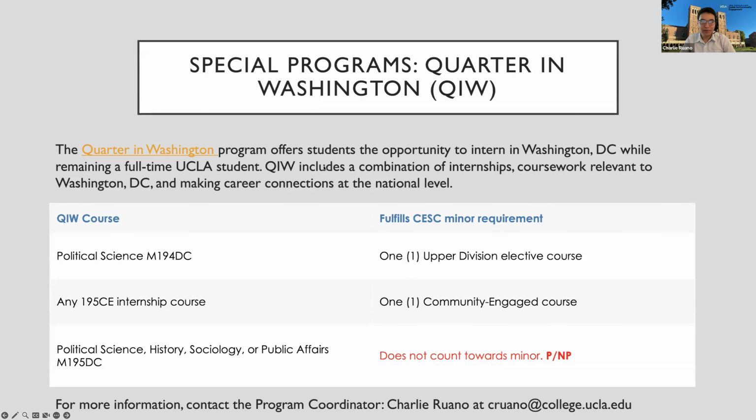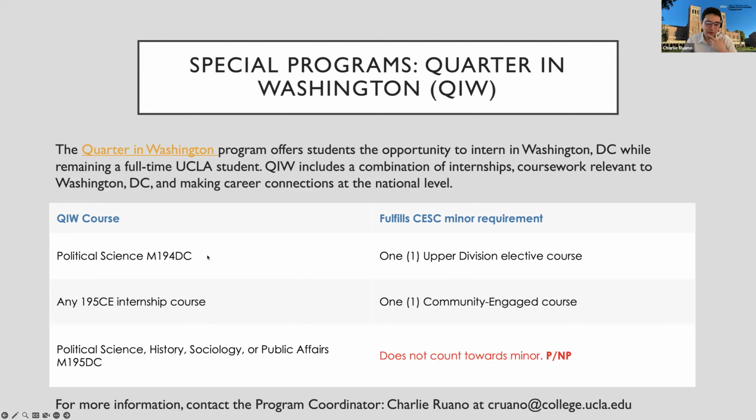All right, and now we're going to talk about some special programs. I should take off that S because it's only one for now. One program that I am the program coordinator for, so if you have any questions about that, you can reach out to me as well. It's the Quarter Washington program, and for that program, students would need to enroll in these three courses, but we could only accept two for the minor.